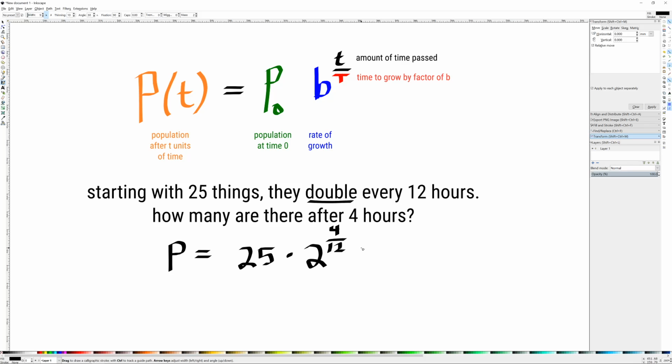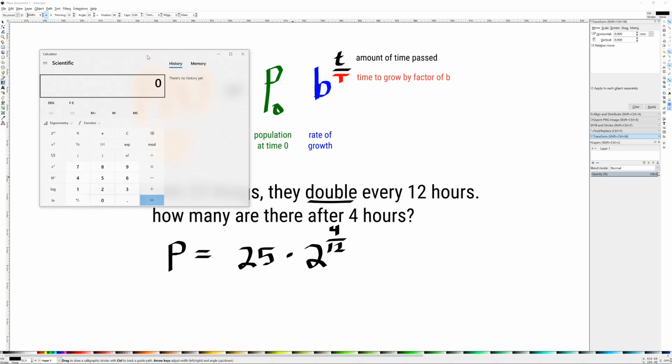So what does that mean? Well, let's figure out what that means. So I have 2 raised to the 4 over 12. I've got to use parentheses here, so that 4 over 12 is in parentheses. 4 divided by 12 is a third. If I raise 2 to a third, I'm going to press enter. That'll give me this factor. It's not quite a doubling. It's almost like increasing by 25%, maybe 26%. Okay, so that's my growth factor. That's 2 raised to a third.